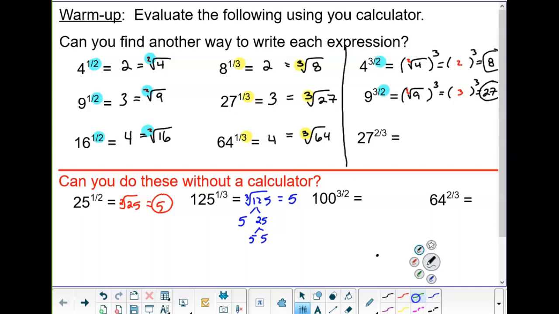But what if I flip it around for the next problem? Now it's 27 to the 2/3 power. So I'm going to take a look at this and say, all right, there's a divide by 3. That's like a cube root. So the divide by 3, we're going to deal with that first. And that'll be the cube root of 27, which we already know, raised to the, not the third power. Now it's the second power because 2 is up top in the numerator.